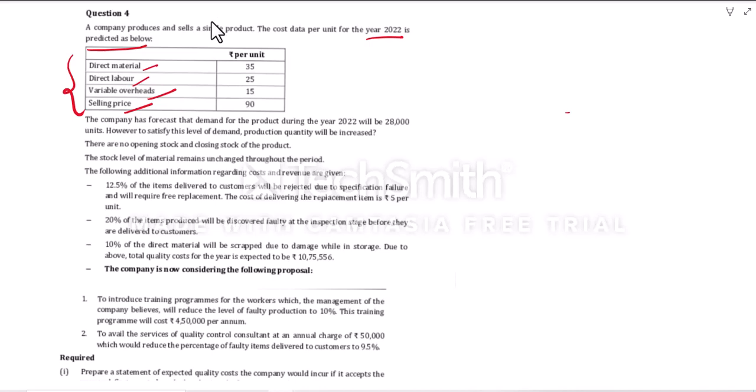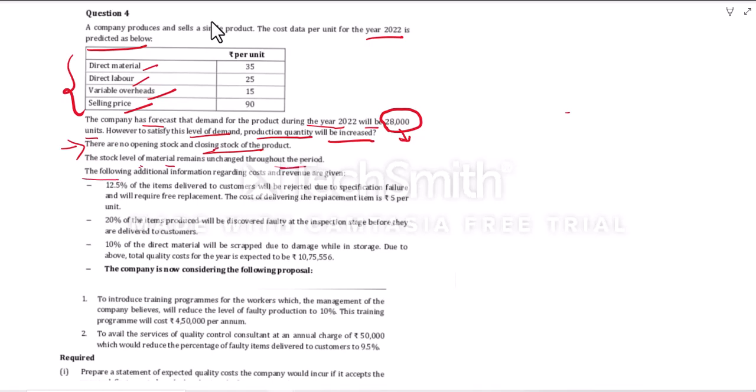Next, the company has forecast that demand for the product during the year 2022 will be 28,000. So they are estimating a demand of 28,000 units in 2022. However, to satisfy this level of demand, production quantity will be increased. Okay, why is production quantity increased? Because sometimes some products may be defective, some products need some rework. So obviously, if they want to reach this demand, they need to produce more. There are no opening and closing stock for the product. The cost level of the material remained unchanged throughout the period.